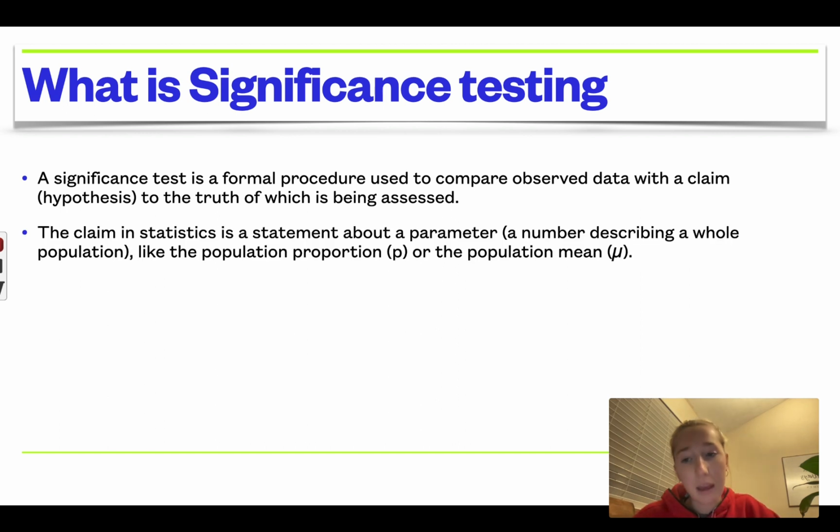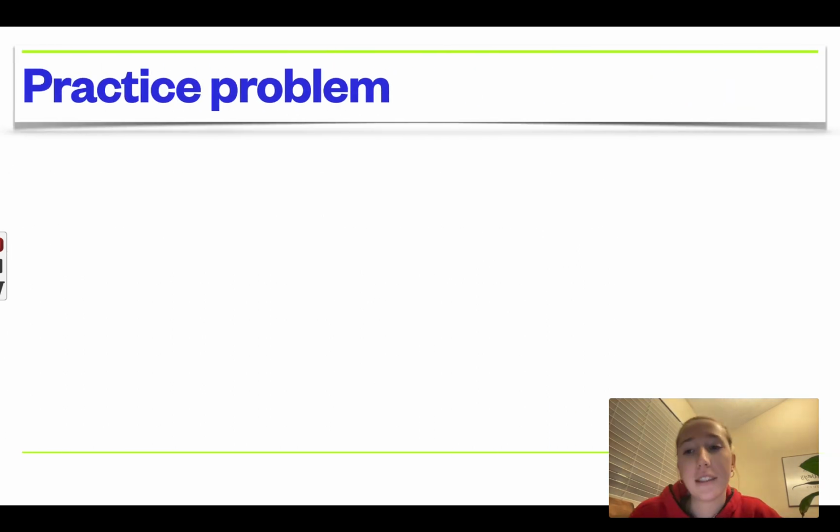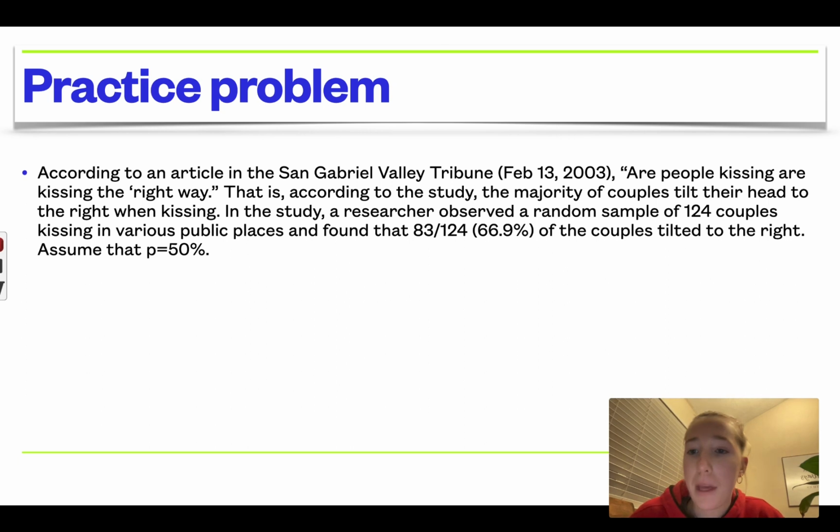And what is a claim in statistics? Well, a claim is a statement about a parameter, which is a number describing a whole population. So in this case, we're going to be using population proportion, but you can also use population mean. So let's start on our practice problem.